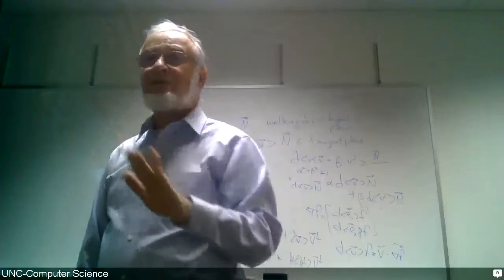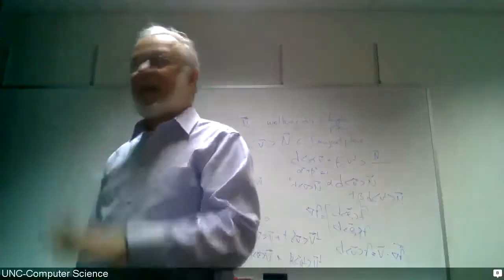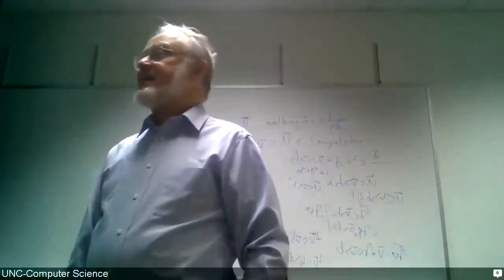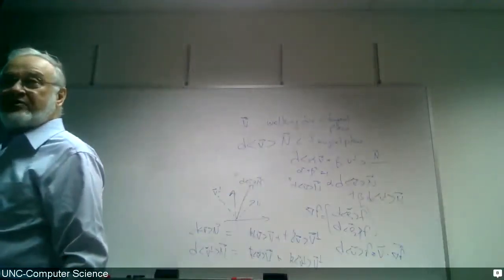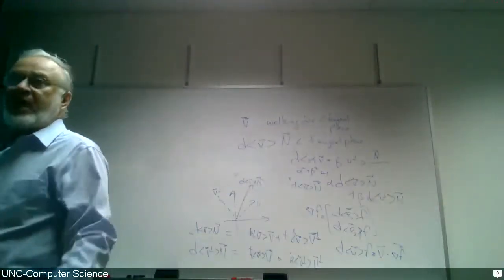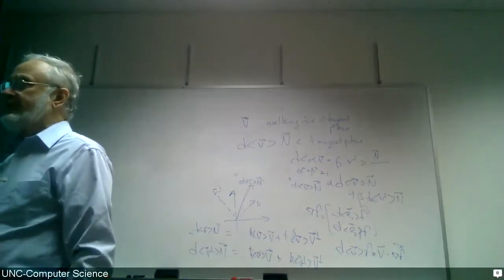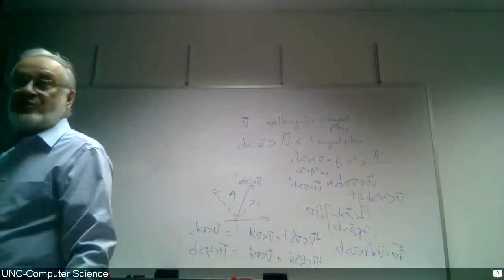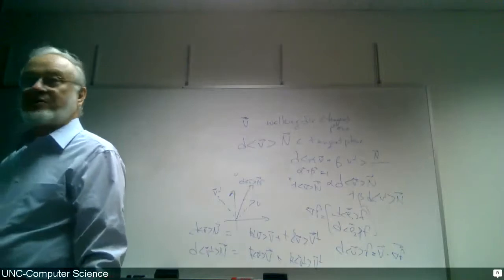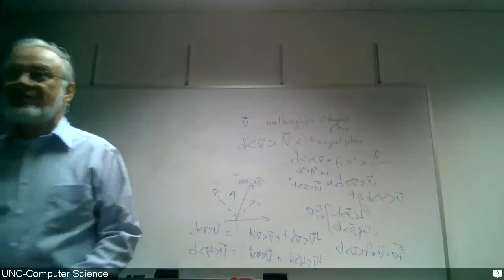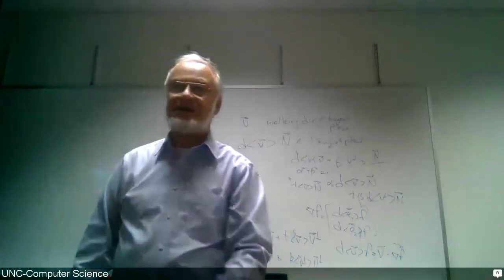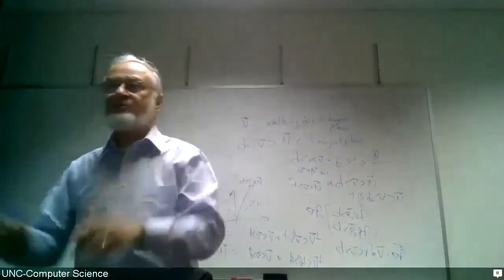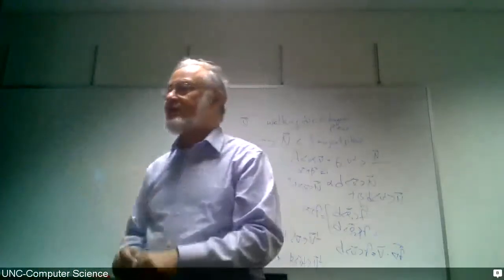When you read the literature, you will see people stop calling them EX, EY, EZ. They just call them d by dx, d by dy, and d by dz. Sometimes you can think of those as derivative operators; other times you can equivalently think of them as the unit vectors. So we're going to use that notation: d by dx, d by dy, d by dz are the unit vectors in the X, Y, and Z directions.